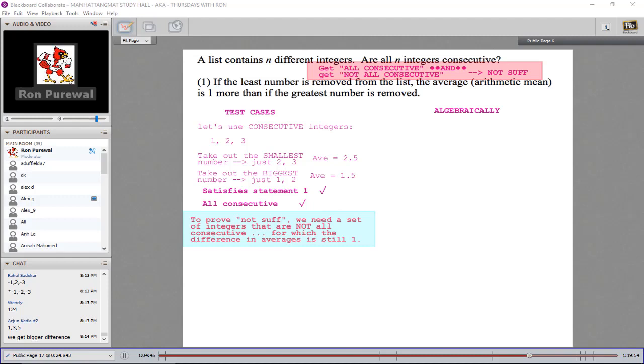As we try that, let's try non-consecutive sets and see what happens. We get something like 1, 2, 4. Okay. If we take out the smallest number, then we have 2 and 4.